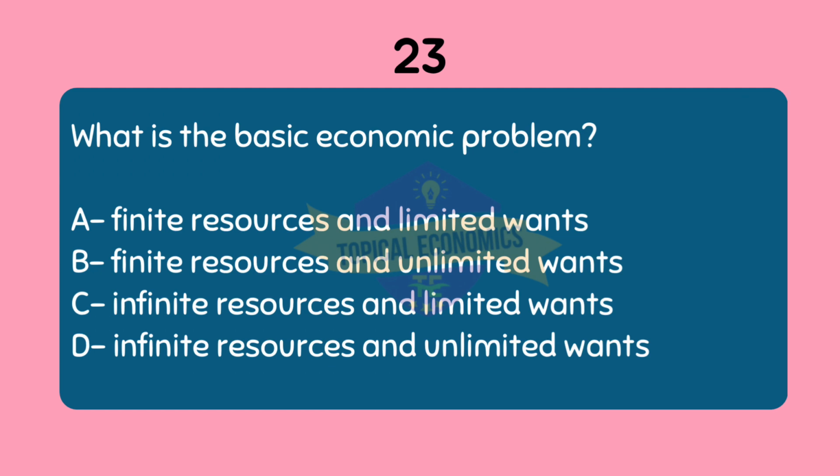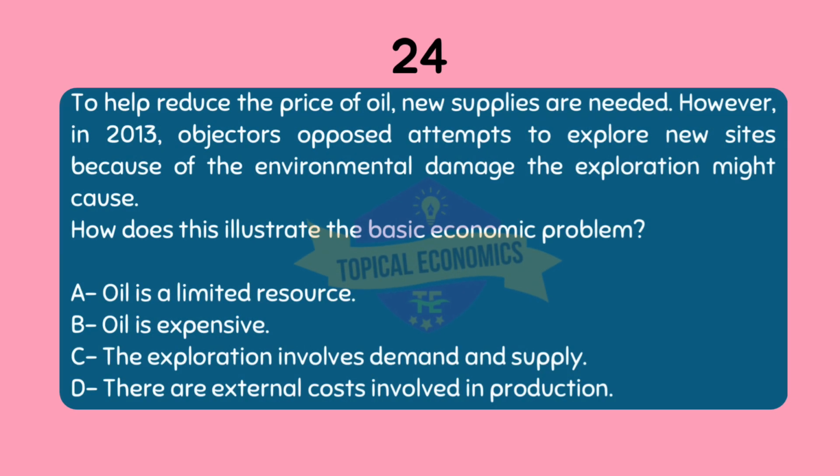Next, option C, infinite resources and limited wants, is not applicable, as it contradicts the concept of scarcity. And option D, infinite resources and unlimited wants, is also incorrect for the same reason, as it suggests that resources are not a constraint. Proceeding with question 24.